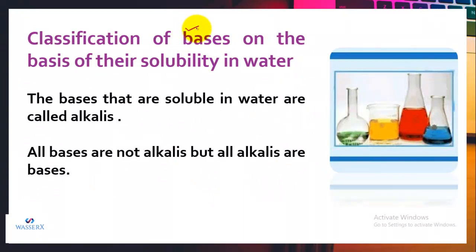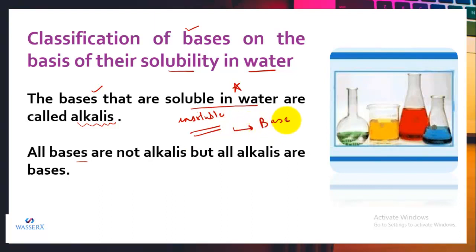Now let's classify the bases. The first classification is dependent on their solubility in water. We have seen that there are a few bases that are soluble in water. If the base is soluble in water, then it is regarded as an alkali. So we can say that an alkali is a base only, or a base that dissolves in water is regarded as an alkali. And if the base is insoluble in water, then we call it just a base, not an alkali. So we can say that all bases are not alkalis, because all bases are not soluble in water. But all alkalis are basically bases only.